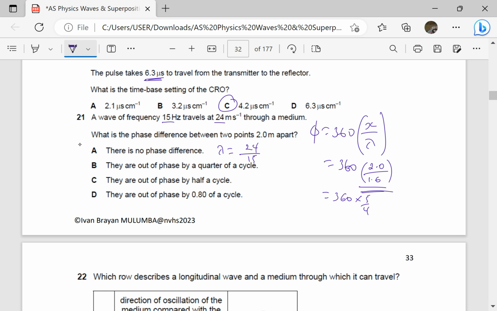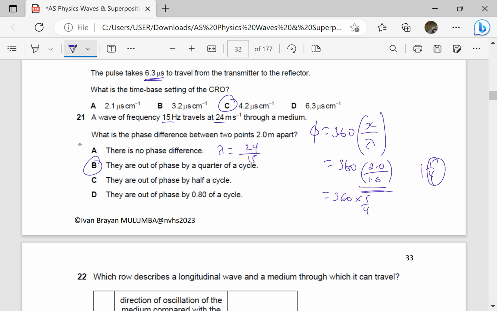The others are always in phase, because after a complete cycle, it is in phase. So 5 over 4, that is one cycle and a quarter. Is it one cycle and a quarter? Yes, one cycle and a quarter. This part here is the one which is affecting the phase difference. So the answer is going to be they are out of phase by a quarter of a cycle.